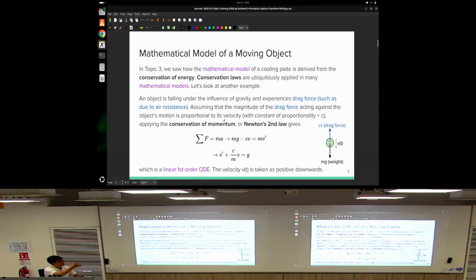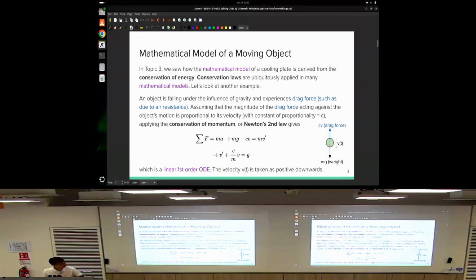Okay, mass times velocity, that's momentum, right? But if you differentiate the momentum, you will get ma, right? Because in mv, m usually doesn't change. So if you differentiate mv, you get ma. So therefore, you get Newton's second law. In fact, Newton's second law is just another way to write conservation of momentum. Or in other words, Newton's second law is the rate of change form of the momentum conservation.